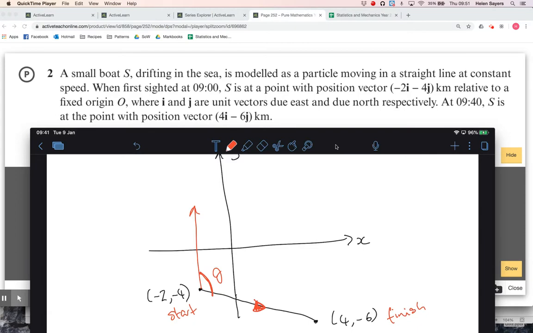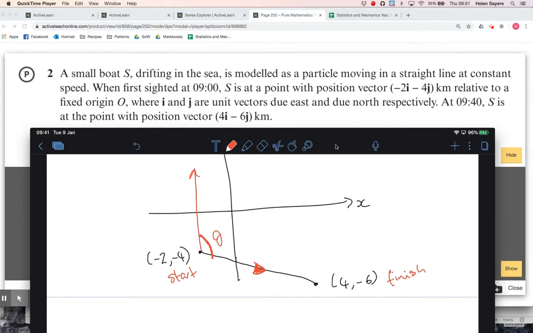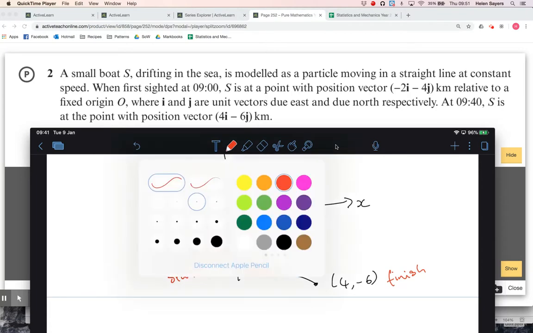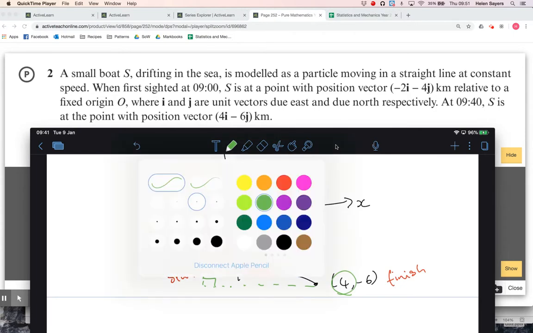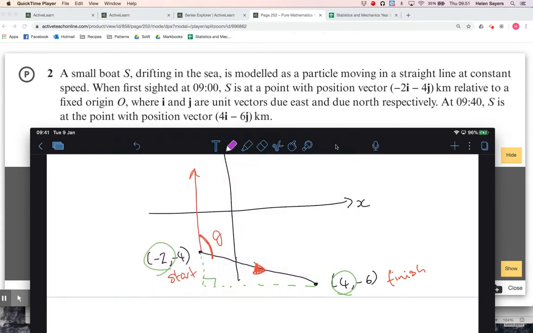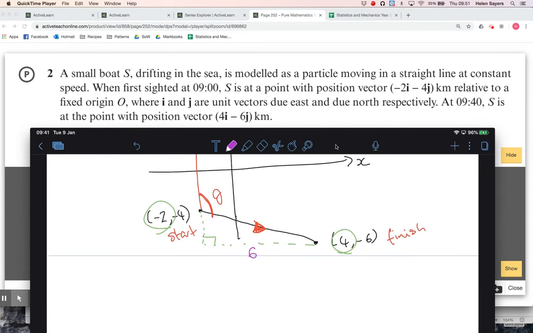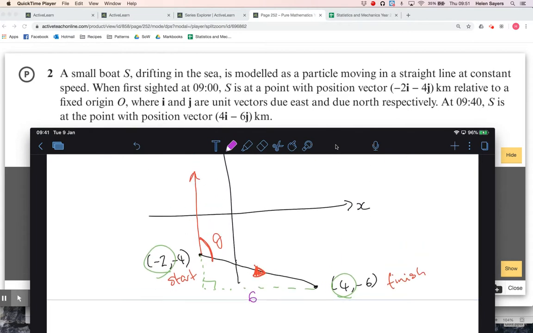Okay, so what's the best way of getting that? Well, I think if I get the resultant vector, which I could do just from completing this sketch. So basically, if I just think about how it's travelled, it's travelled from X is -2 to X is 4, so it's travelled 6 to the right, and it's travelled from Y is -4 down to Y is -6, so it's travelled 2 down.